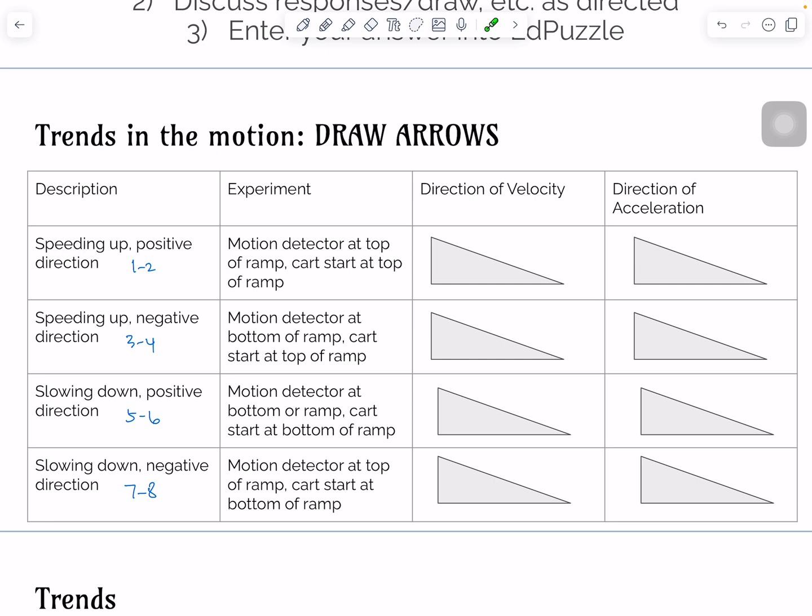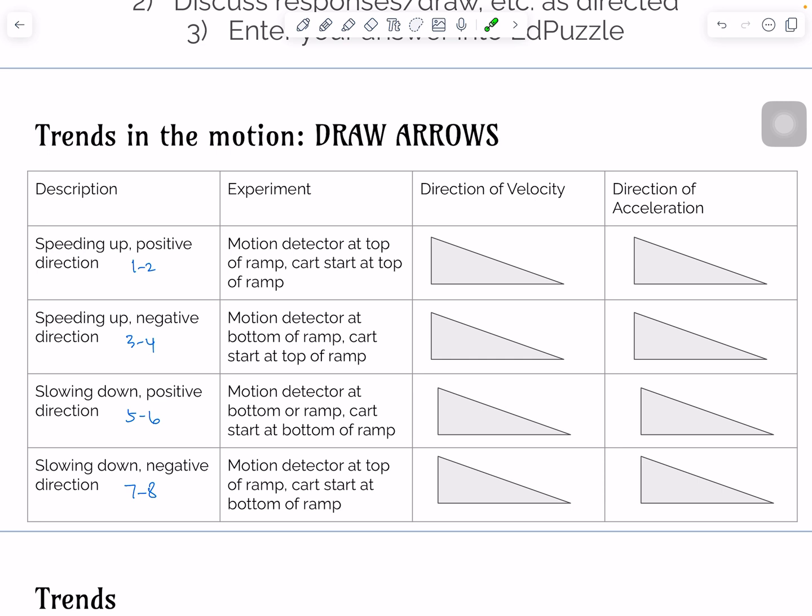The first one, we had the motion detector at the top of the ramp, and the car started at the top of the ramp and we let it go down. Second one, motion detector at the bottom of the ramp, the cart starts at the top of the ramp and goes down. The next one, motion detector at the bottom of the ramp, the cart started at the bottom and you pushed it up and it stopped at the top. And then finally, the motion detector is at the top of the ramp, the car started at the bottom, you gave it a little push and it stopped at the top.